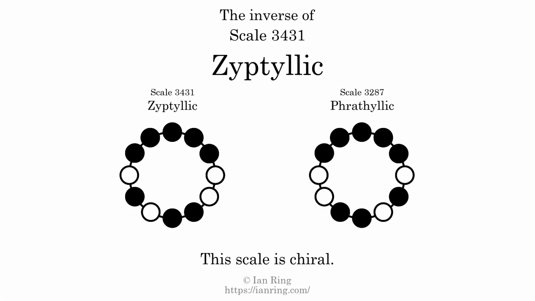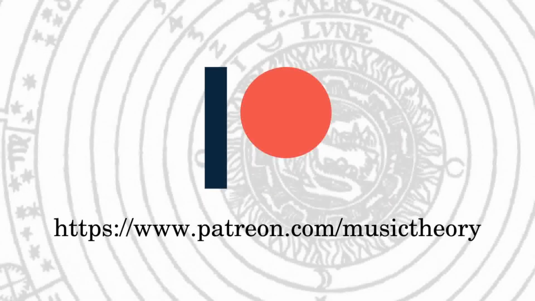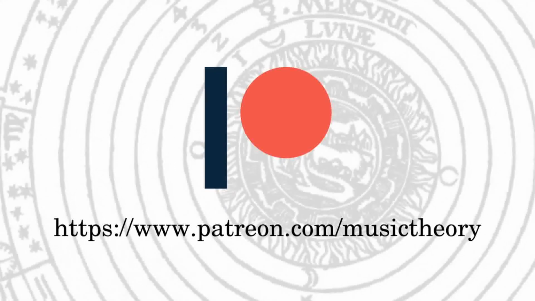The inverse of a scale is a mirror image. It is what you get when the sequence of intervals is reversed. The inverse of this scale is scale 3287, also known as Zyptyllic. This scale is chiral. It cannot transform into its inverse by rotational transformation. This scale has no rotational symmetry. For even more detail about this scale, visit ianring.com/musictheory/scales/3431.